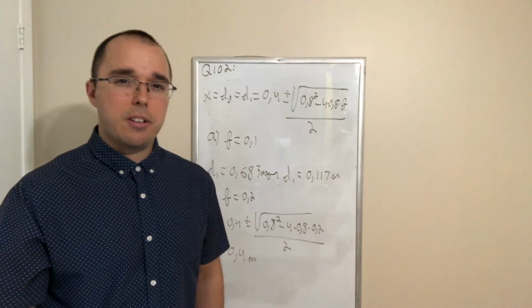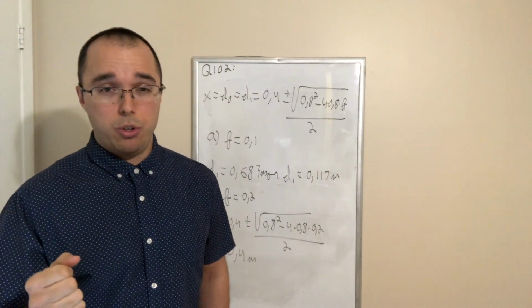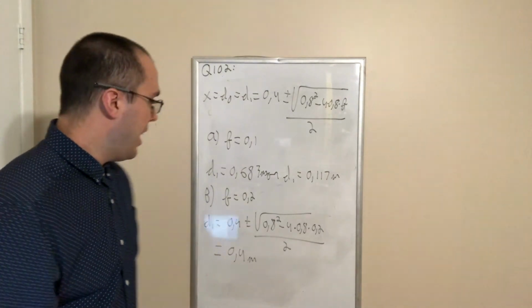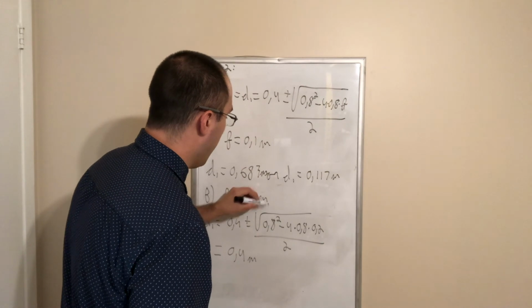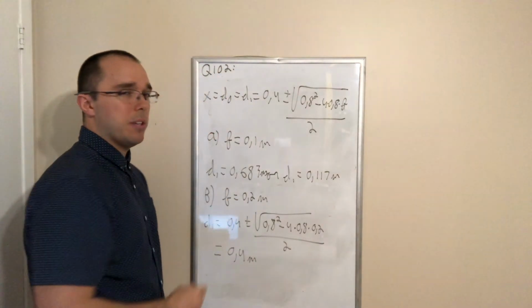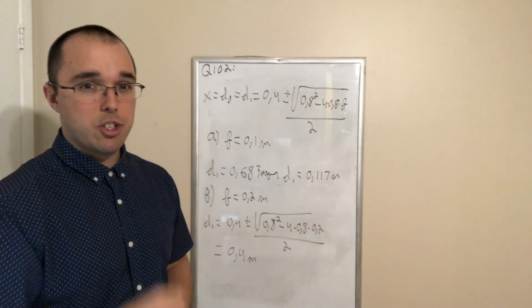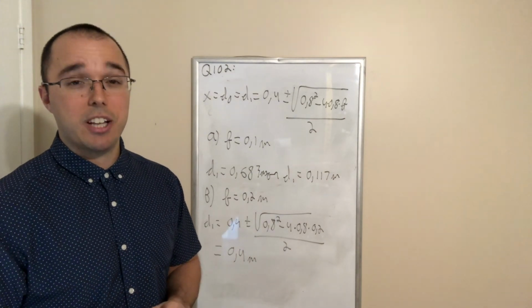Now, an extra question that is not asked in question 102 is, what happens if the focal length, and by the way, there's a meter missing here, if the focal length becomes higher than 0.2? That's a question you will have to answer in the second lab. All right?